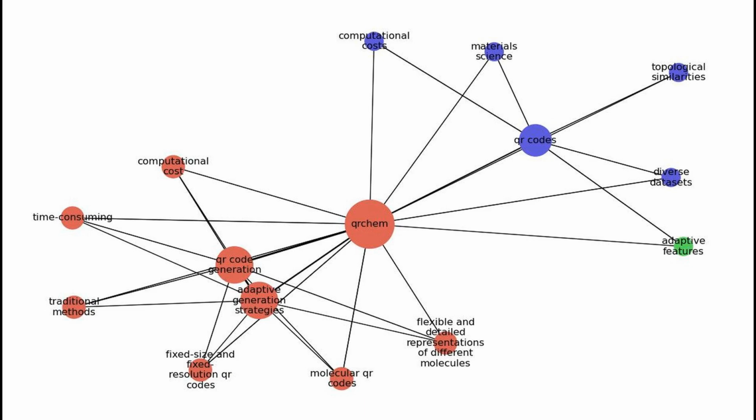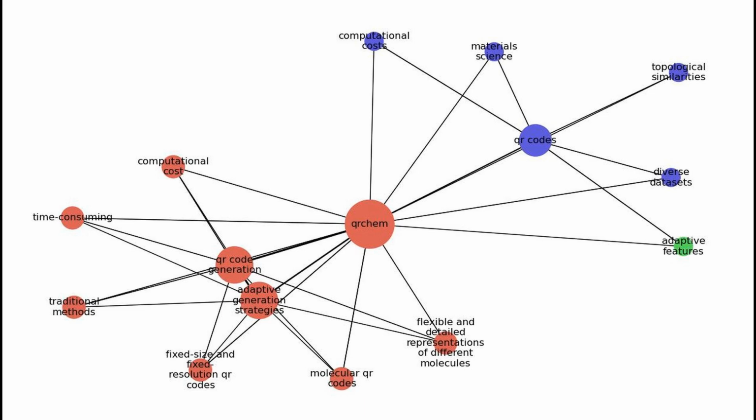This may restrict the model's ability to capture more nuanced molecular features that could be better represented with adaptive sizes or resolutions. Future research could explore various adaptive generation strategies that allow for more flexible and detailed representations of different molecules.